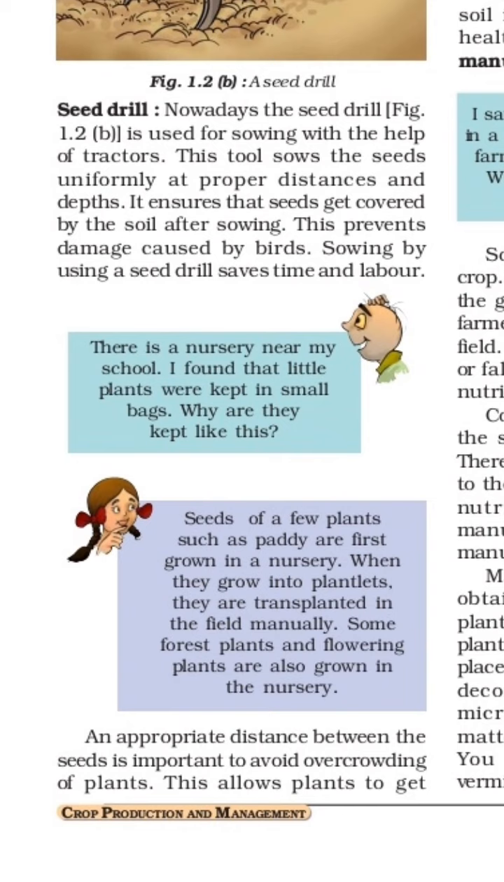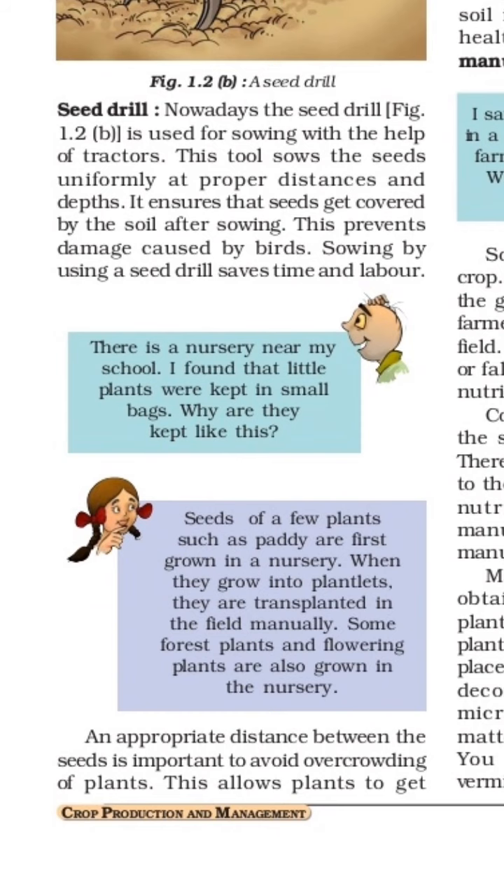Next, an appropriate distance between the seeds is important to avoid overcrowding of plants. I already told you that if 2 to 3 seeds are put in the same place, overcrowding will be there. Then not all the plants get proper air, proper sunlight, proper nutrients; they compete with each other. For that reason we do not get proper crop production, so farmers have to avoid overcrowding.